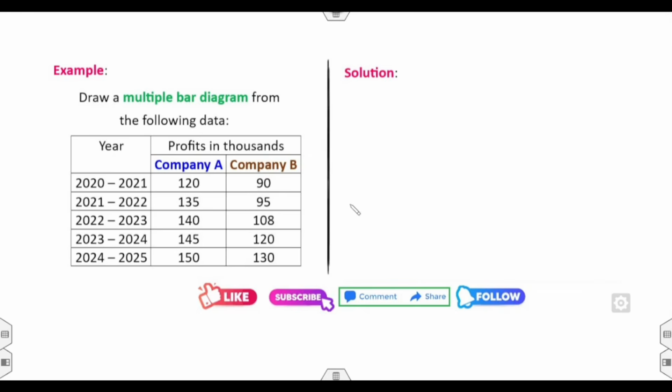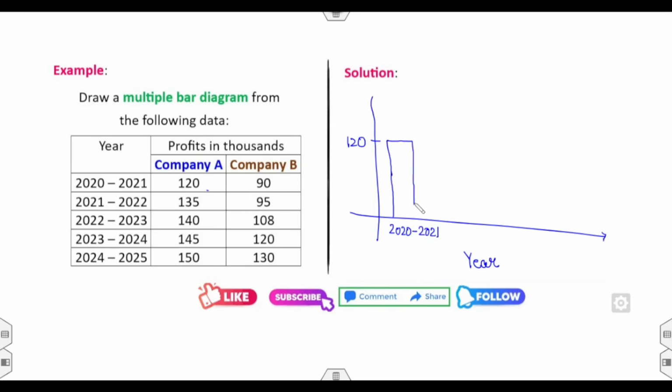Draw the multiple bar graph of the following information. So now you can draw the graph. The x-axis is the years. Now you have two graphs, one for company A, second for company B. So look at the year 2020 to 2021. The first one is 120. Fine. For company A, I write blue color for company A. And for company B it is 90.